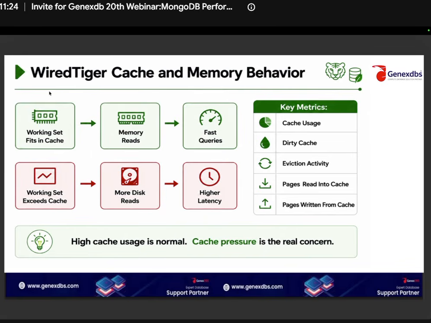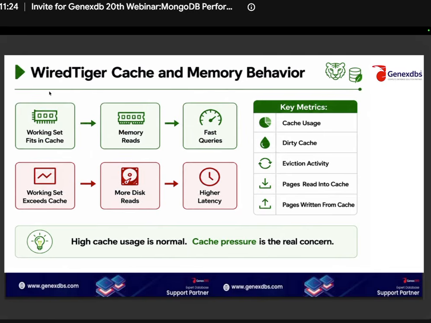The important command we use for cache analysis is db.serverStatus().wiredTiger.cache. The important cache metrics are cache usage, dirty cache, eviction activity, pages read into cache, and pages written from cache. First of all, we will look at them one by one. Cache usage is nothing but the amount of cache which is in use.